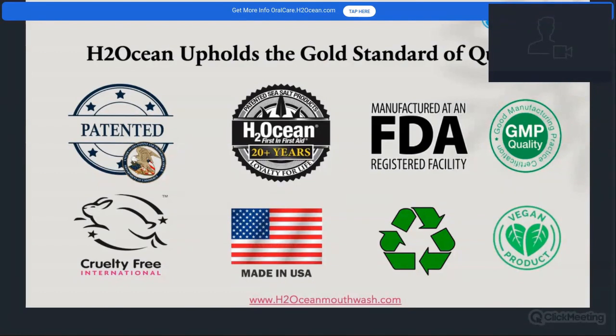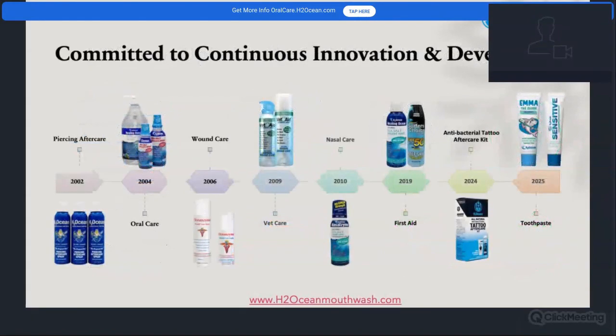We are made in the United States, and we are assuring that we stay at the forefront of sea salt-based healthcare and always do our part in recycling all of our packaging. We are committed to continuous innovation and development.